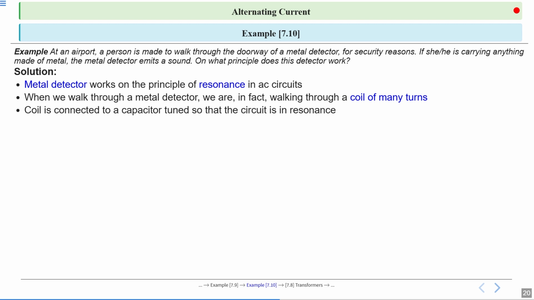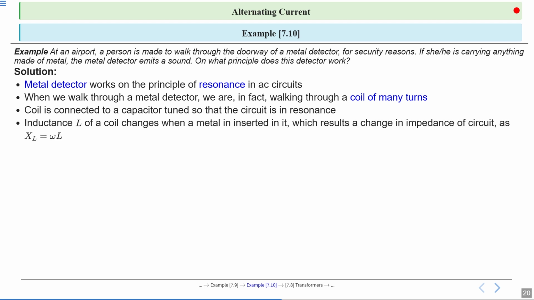When we walk through it, the inductance L of the coil changes. So we are moving through this doorway, through this coil. If we are carrying anything made of metal, we are inserting some metal object inside the inductor, due to which the inductance of the coil changes.